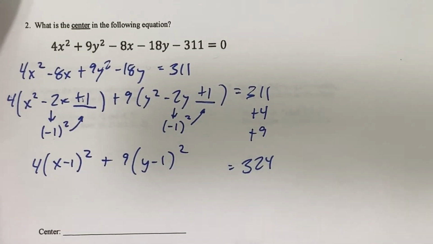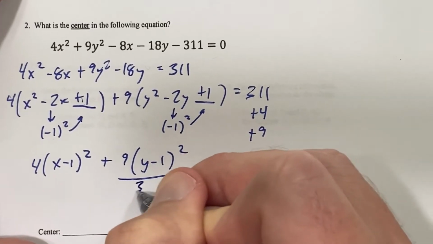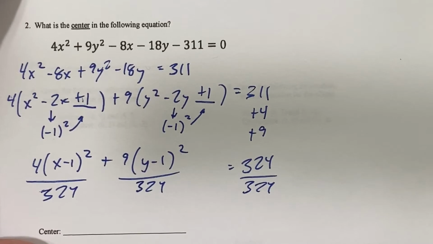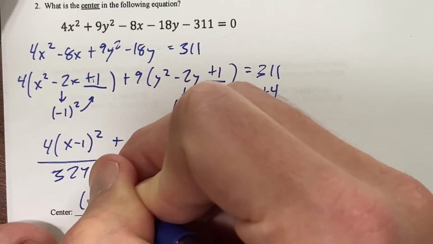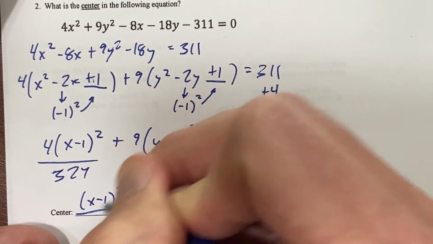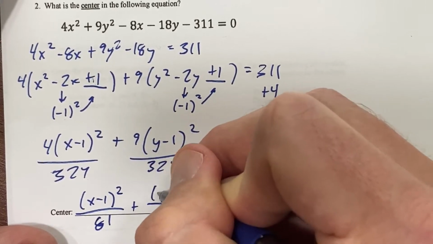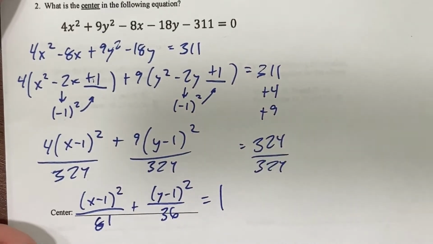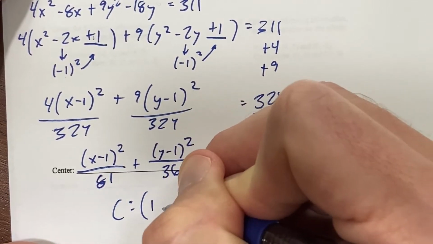And we can tell what the center is right now, but let's just keep going, write it all the way in standard form. So I'm going to divide by 324 all the way through, and that'll give me x minus 1 squared over 81 plus y minus 1 squared over 36 equals 1. And we can tell that the center is going to be 1, 1.